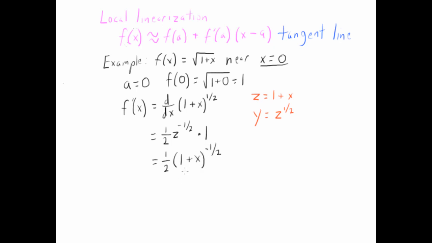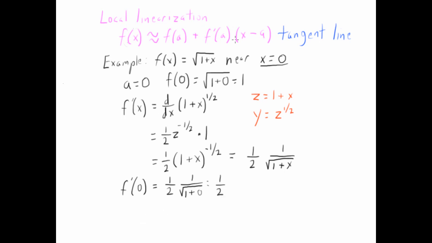And you might, this time, think about rewriting this just a little bit. Because while this form is nice for taking derivatives of, it's not the greatest thing to plug into. So you might want to rethink of this as 1/2 times 1 over the square root of 1 plus x. So that means that f prime of 0 is going to be, well, I'm going to plug 0 into that, 1/2 times 1 over the square root of 1 plus 0, that's 1/2.